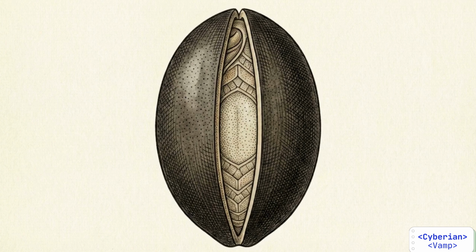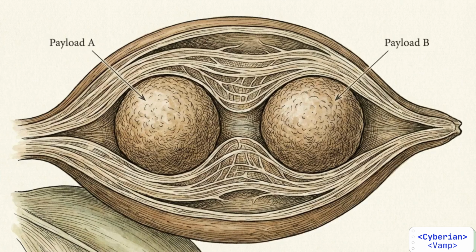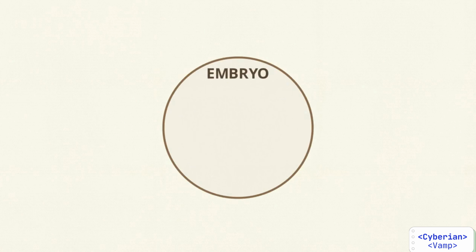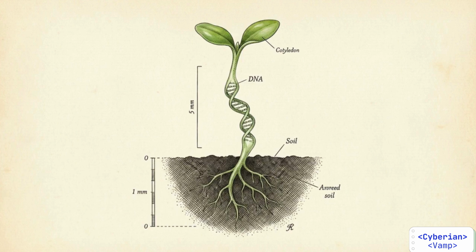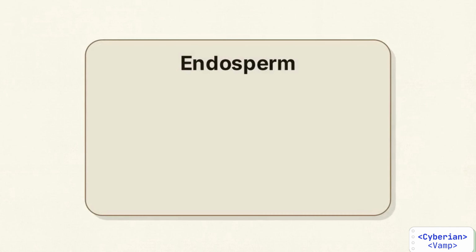A mature angiosperm seed is the final physical output of a strict mathematical algorithm. Inside that protective casing, the plant has packed two entirely separate genetic payloads, each engineered with a different chromosomal count. The first payload is the embryo. This is a diploid structure, carrying a paired set of chromosomes, and it is responsible for the genetic continuity of the next generation. The second payload is the endosperm.